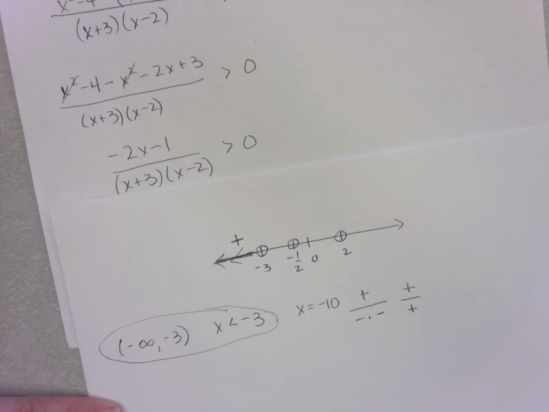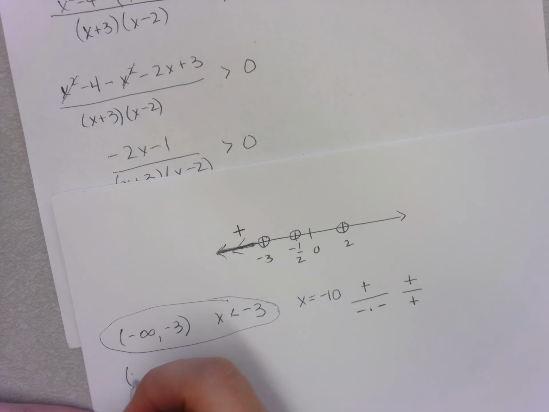All right, so let's look at the next interval. The next interval goes from, they're both open circles, so we write that in interval notation as negative 3 to negative 1/2.